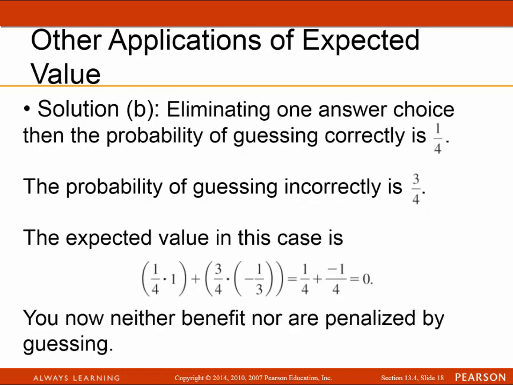So the second one, eliminating one answer choice then reduces the probability of guessing correctly to 1/4 and also reduces the probability of guessing incorrectly to 3/4. So the expected value in this case is 0. So if you can eliminate one of the choices and then you're down to 4 choices and you simply guess, you're neither going to benefit nor be penalized in the long run if you do this.